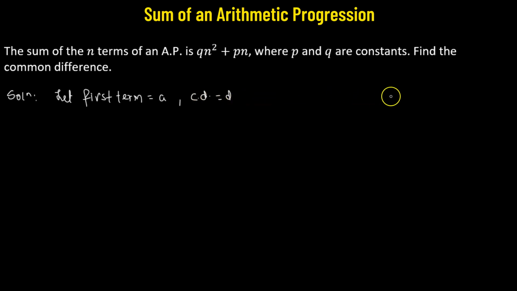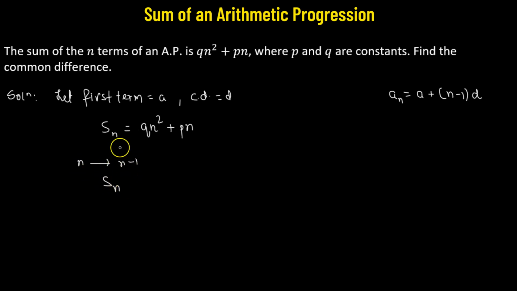Now we know that the nth term is given by an equals the first term plus n minus 1 times the common difference. And here the sum up to n terms is given as qn squared plus pn. So if we replace n with n minus 1, then we are going to obtain the sum up to the previous term corresponding to the nth term.